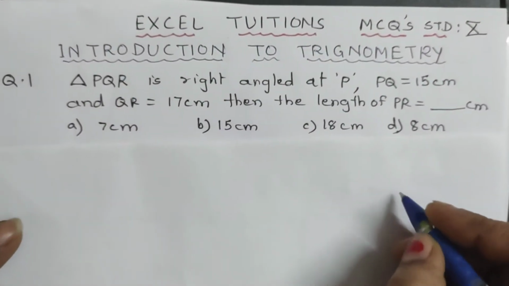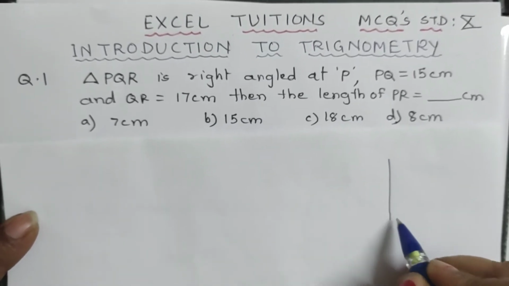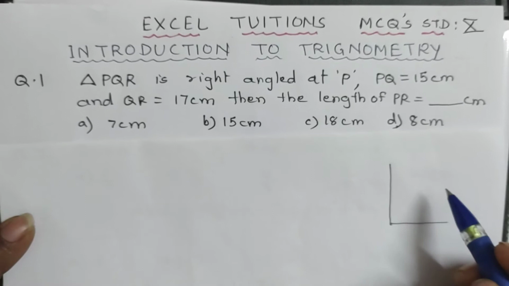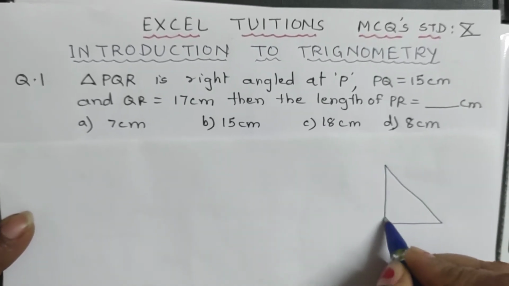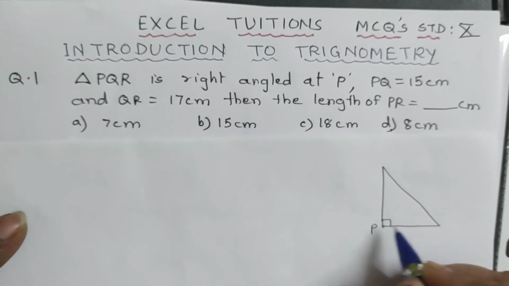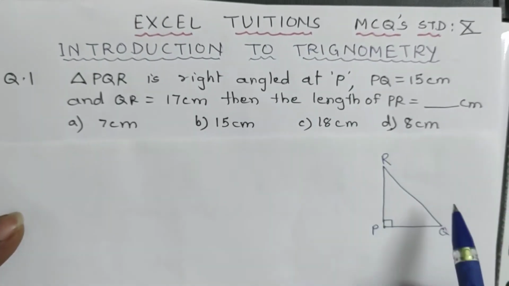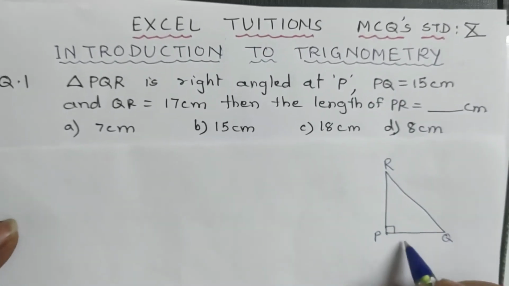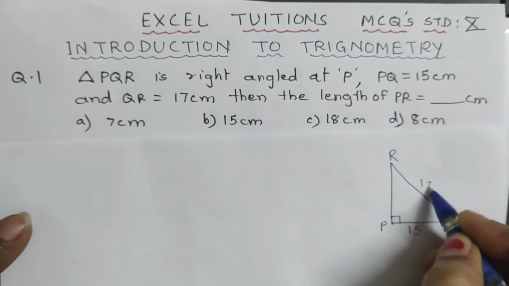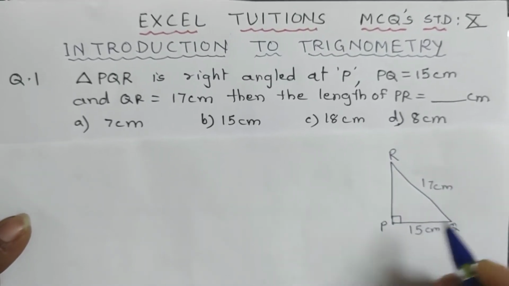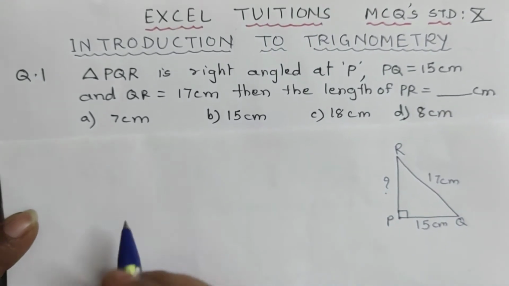So let us draw the figure first. It is given that triangle PQR is right angled at P. That means this right angle is P, and this is Q and this is R. Now PQ is given 15 centimeter. QR is 17 centimeters. Now we have to find out the length of PR.